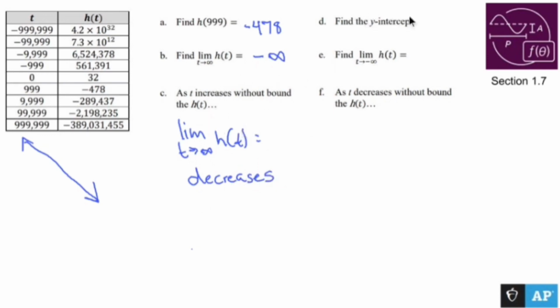The y-intercept exists where x is 0, or in this case t, and when t is 0, you're at 32. Find the limit as t approaches negative infinity. That means as we move to the left, my picture is moving up. The number is getting much, much, much larger as t gets much, much, much smaller. So we will say positive infinity. And as t decreases without bound, which is the same thing as what E is saying, the h of t increases. And that's the way we will word it. So we can say consistent with C. And there you go.